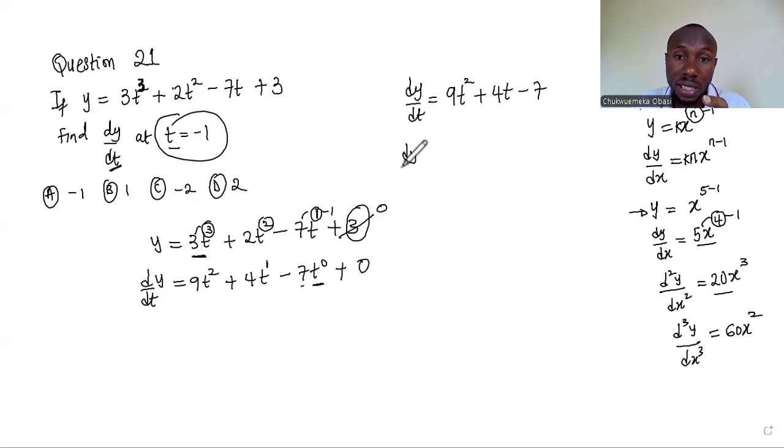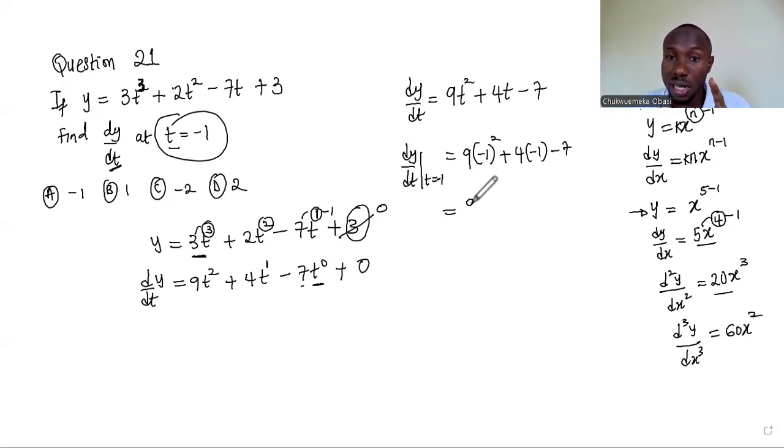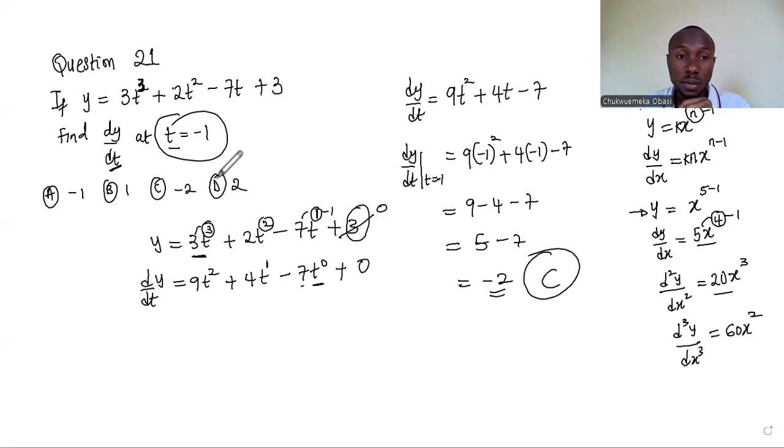So dy/dt when t is equal to minus 1, that will be 9 into minus 1 squared. t is now minus 1, okay? Then plus 4 into minus 1, then minus 7. And minus 1 squared is 1. 1 times 9 is 9. 4 times minus 1 is minus 4 and minus 7. What is 9 minus 4? That is 5, sorry. What is 5 minus 7? That is minus 2. So our answer is option C.